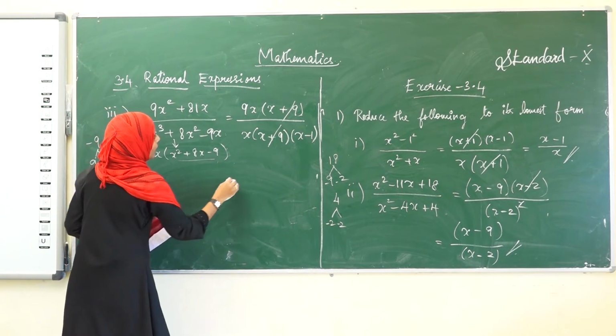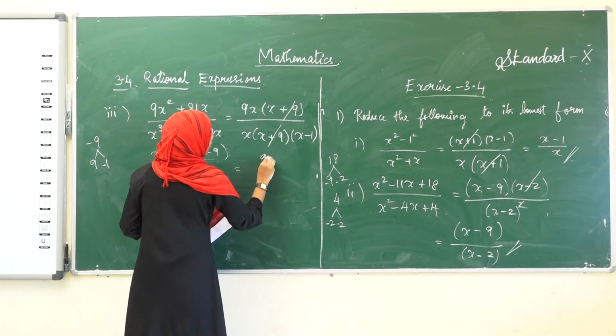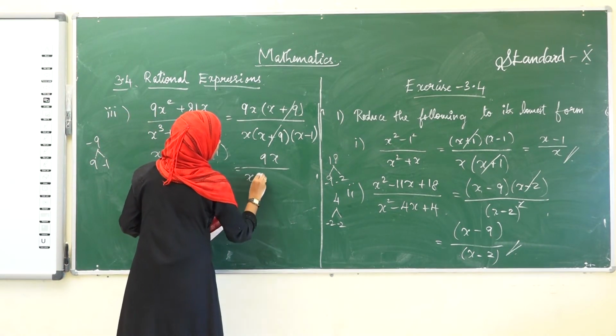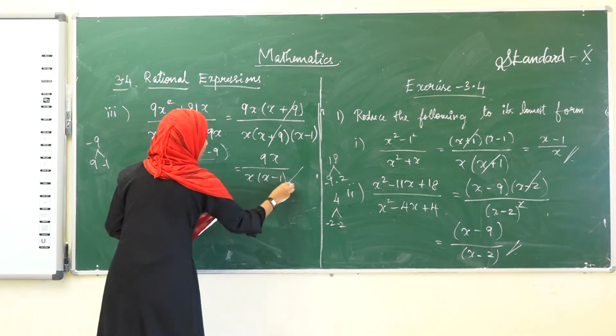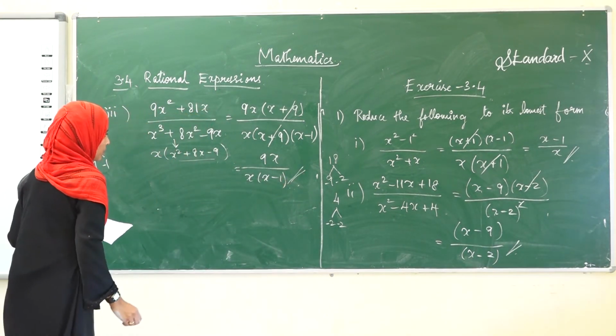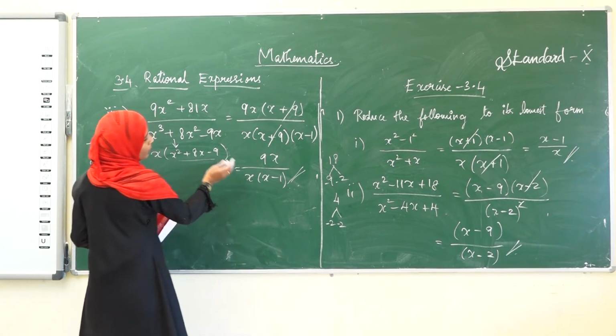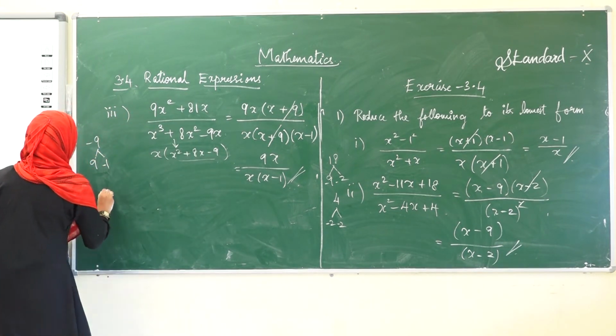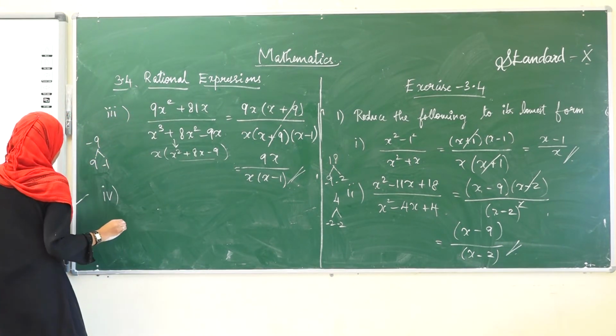We cancel, and the remaining answer will be 9x divided by x into x minus 1. Okay, this is the answer. This is the lowest form of the given rational expression. The fourth subdivision, this is the assignment for you.